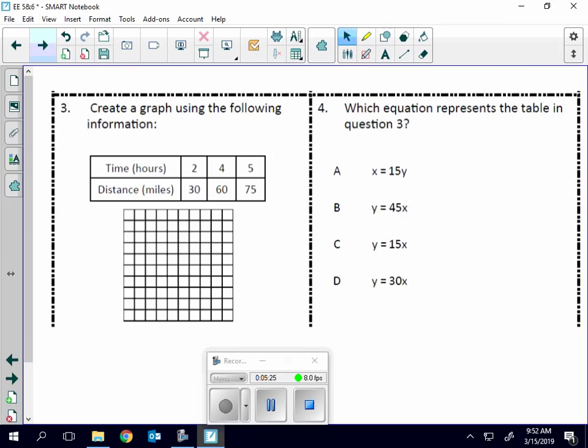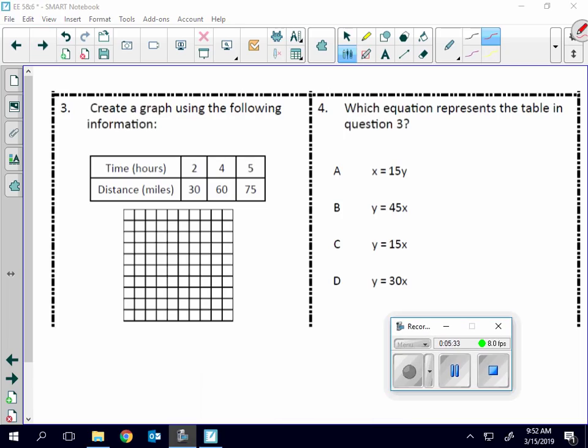All right, number 3. Create a graph using the following information. We have time is in hours, distance is in miles. So let's label this. Time almost always goes on the x-axis, and of course, since it's at the top of our table, we know that's our x. So this is going to be hours, or you could put time, that's fine. Oh, and miles, or distance is fine too. All right, so after 2 hours, we're at 30 miles. So let's just go ahead and label it, go by ones here. 1, 2, 3, 4, 5. I'm just going to keep going here. 6.